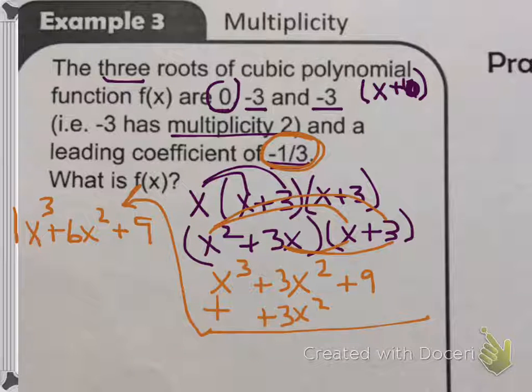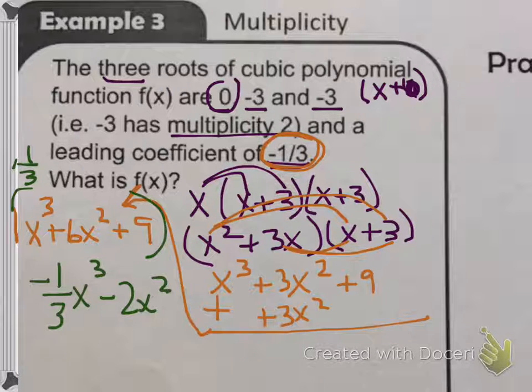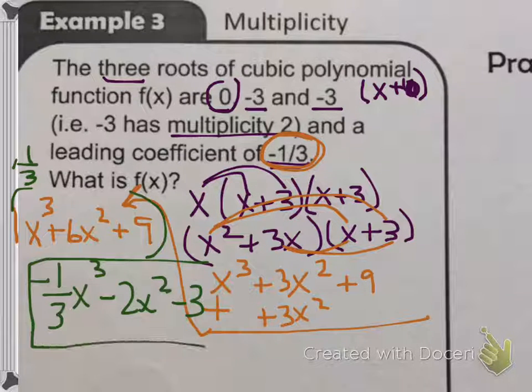In order to get it to be a negative 1/3, I'm going to have to multiply that entire equation through by a negative 1/3 in order to get that to work. So I'm just going to put here that I'm multiplying by a negative 1/3. When I do that, I get a negative 1/3 x cubed. And then a negative 1/3 times 6 would be a negative 2. And a negative 1/3 times 9 would be a negative 3. So what I did was I just multiplied this entire equation up here through by my negative 1/3.